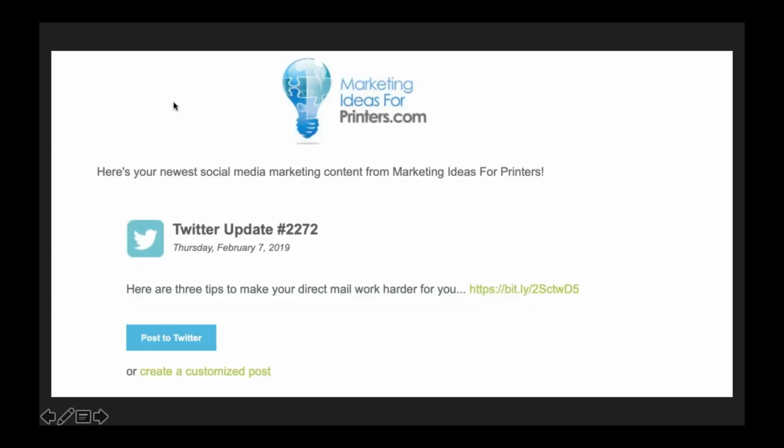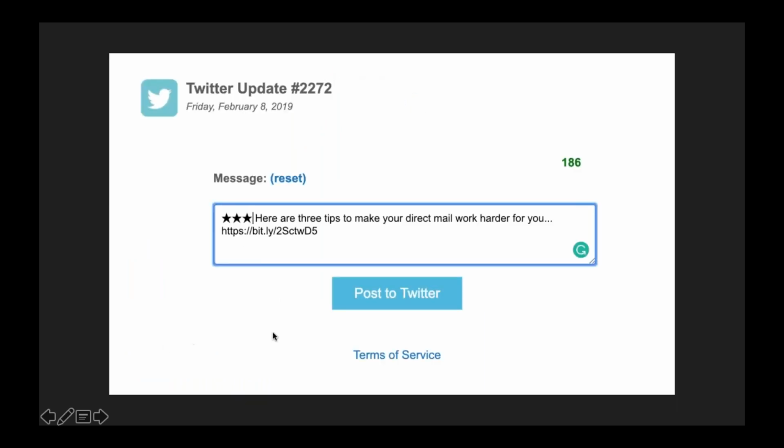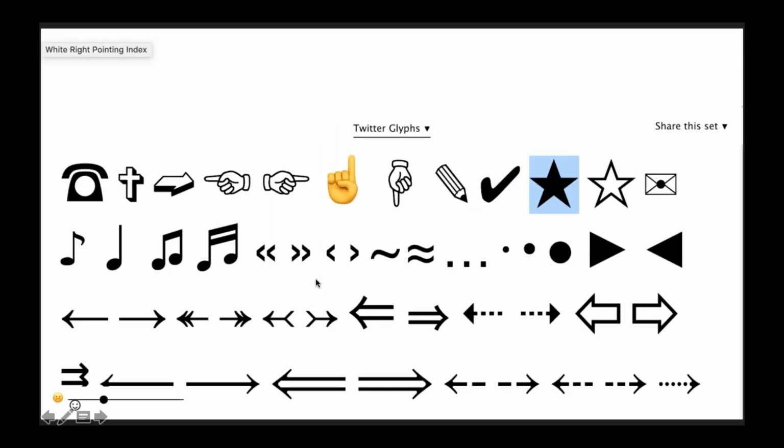So when you see your content, this is what it looks like when it comes to your email. And let's say you're like, this is kind of boring. I want to add in some emoticons or stars or something here. All you need to do is click your post to Twitter. And here you get the same content, but you get it in an editable text box kind of thing. So I threw some stars in there, and the way I did that was I used copy paste character in this case.